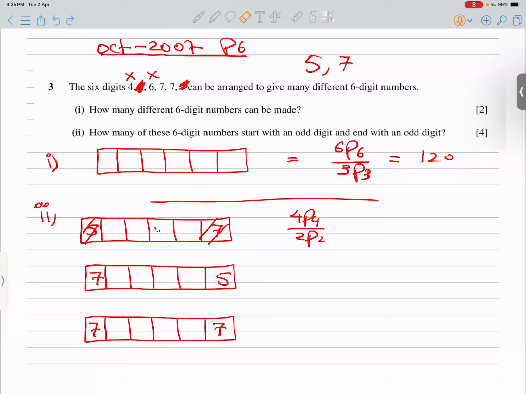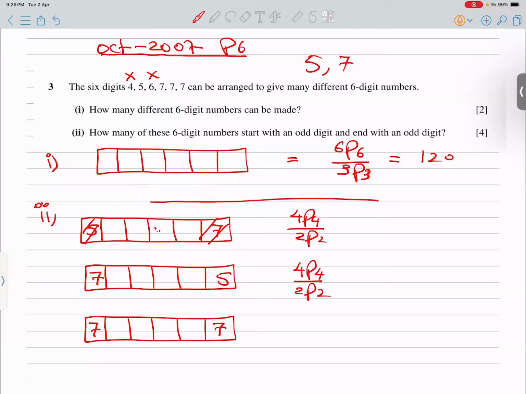When you talk about the other one, let me check the other one. If I take 7 from here and 5 from here, same story. It is the same story. Again, two sevens are repeating. So I think it is again clear. I'm writing 4P4 divided by 2P2.